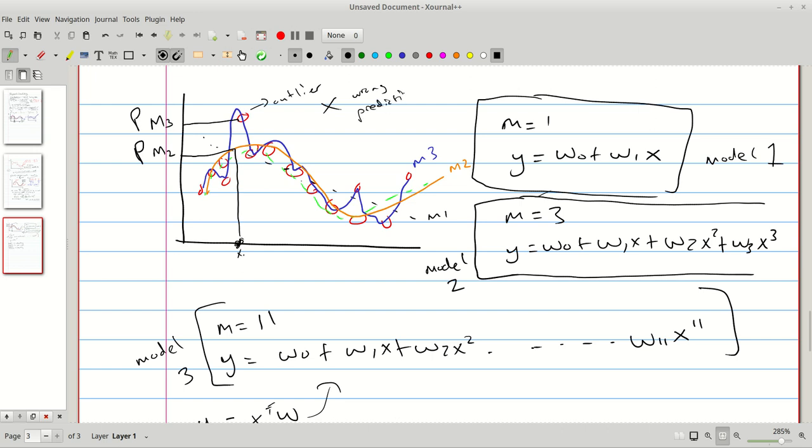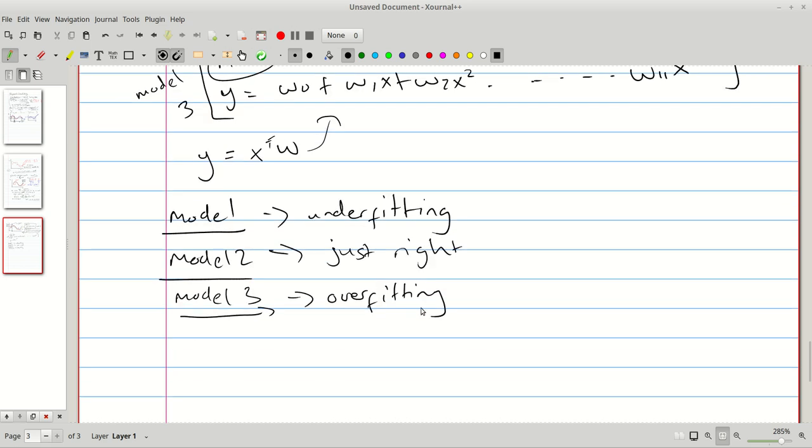Hence, this is why it's very important to find the right value of m. Should we use m is 1? Should we use m is 3? Should we use m is 11? Very complicated, too simple, just right. Just keep that in mind and you'll understand this quite well.